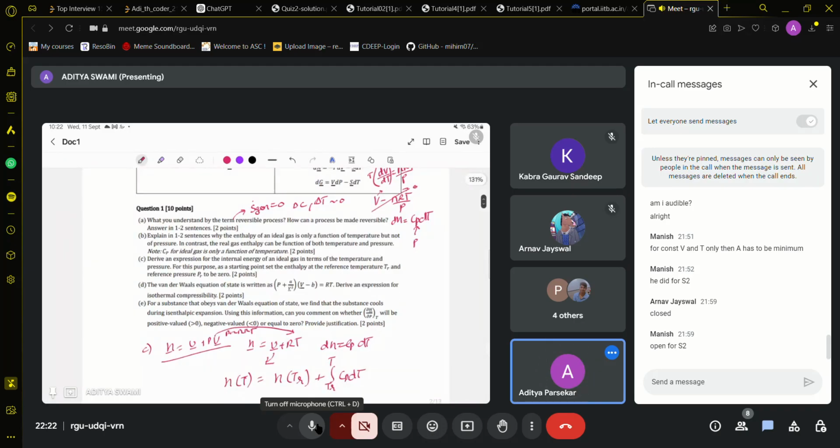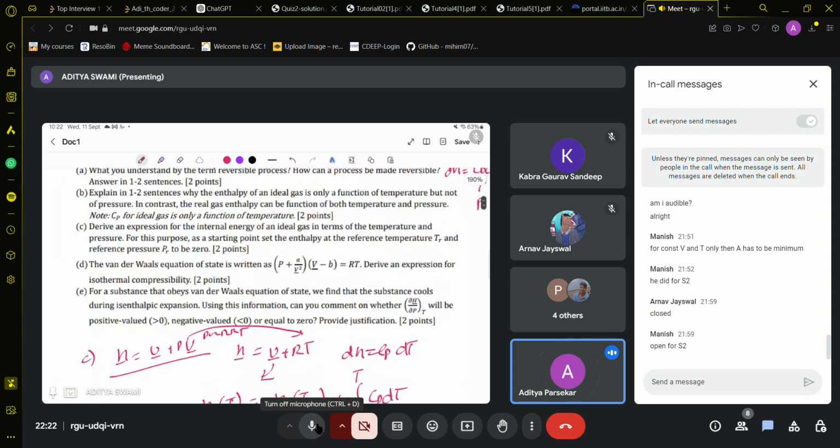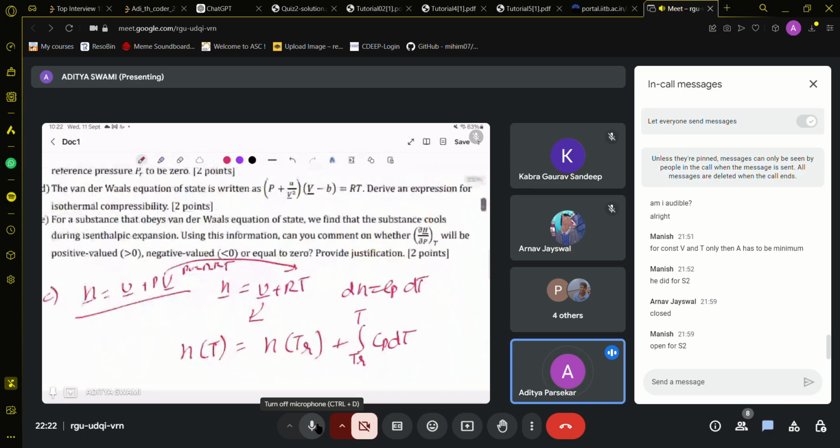Okay. So the Van der Waals equation of state is written as P plus A by V bar squared, times V minus B, is equal to RT. Derive an expression for isothermal compressibility.